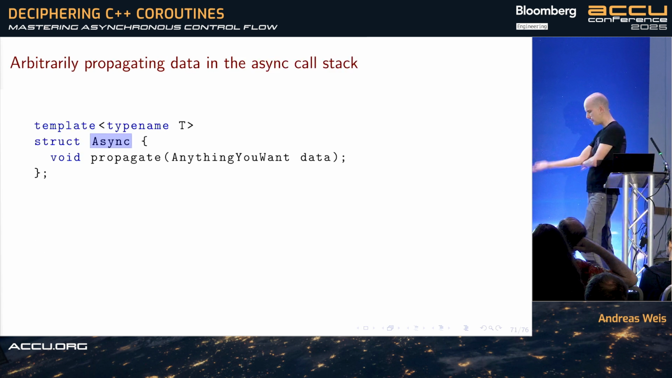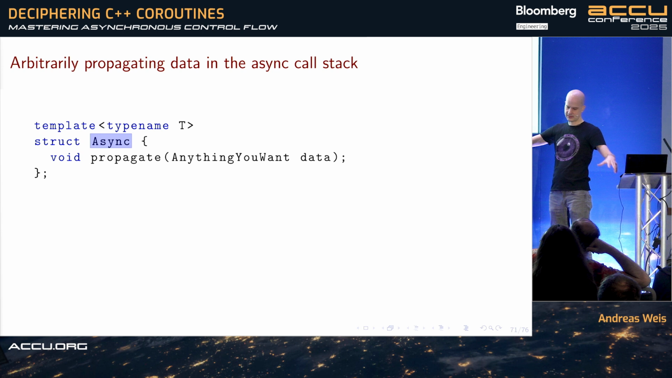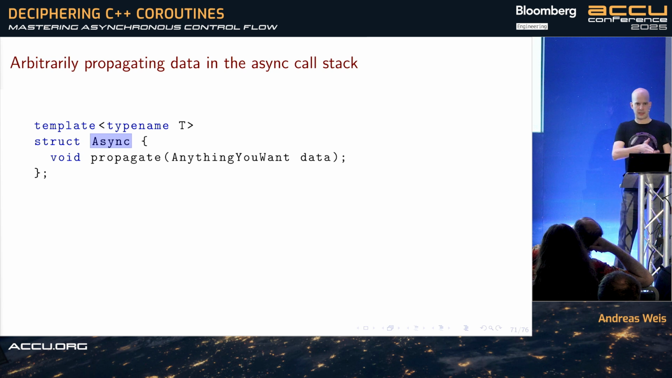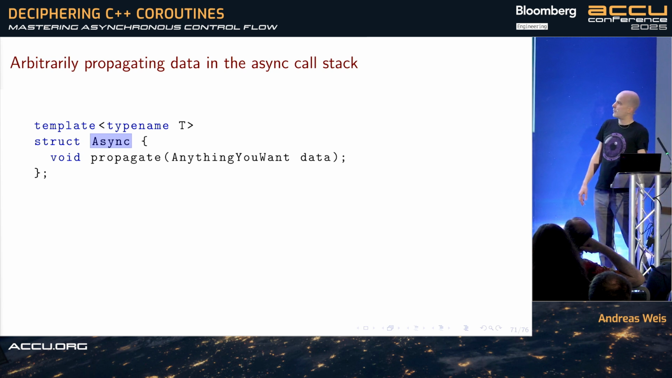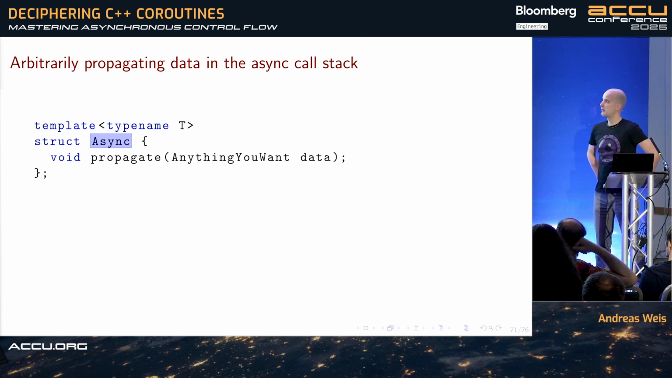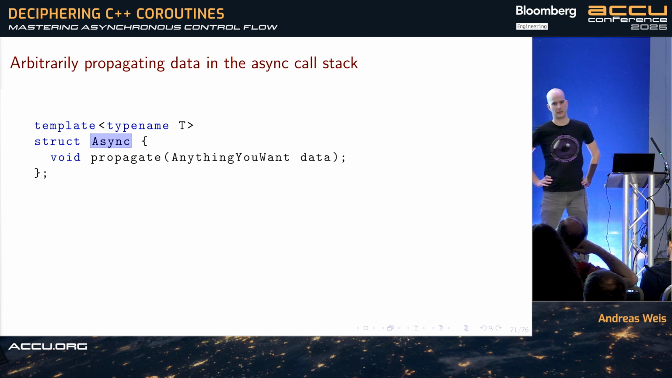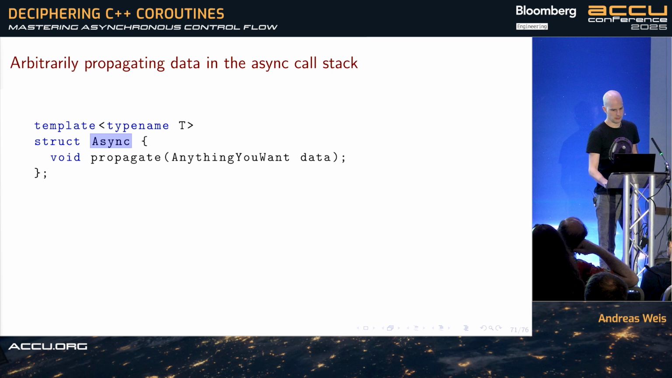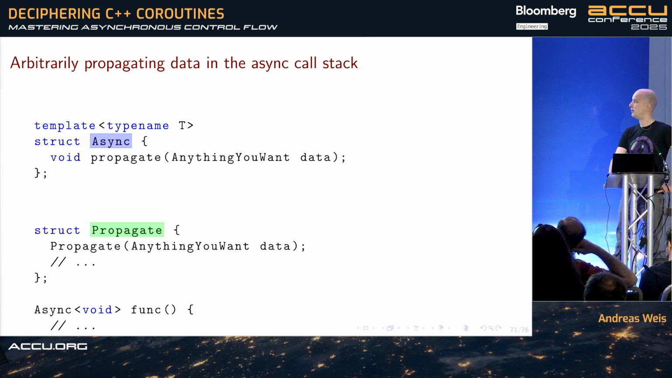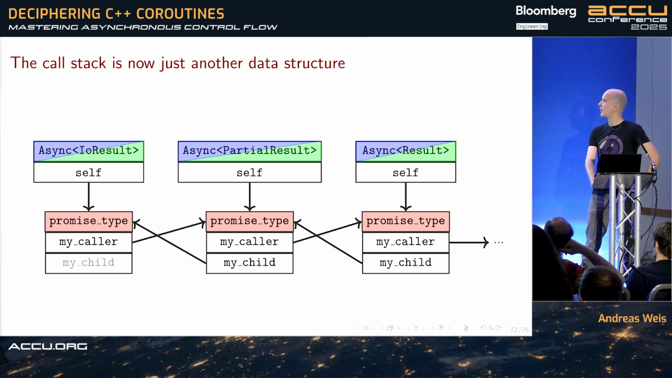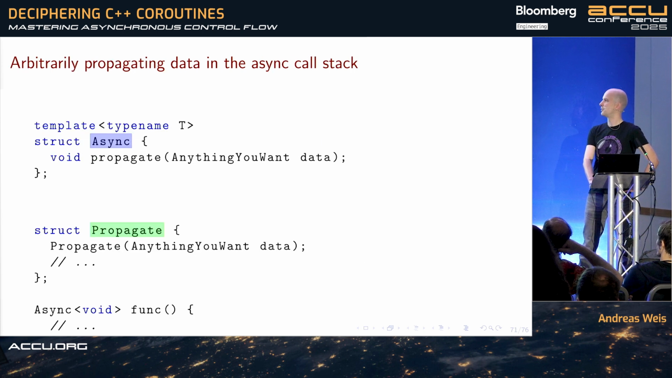So if we think about this now, if you have this doubly linked list that allows you to get from any async object in the async call stack to any other, you can now write a function like this that allows you to propagate arbitrary data from any point in the async call stack to any other point. Oh, sorry, the slides got messed up there.